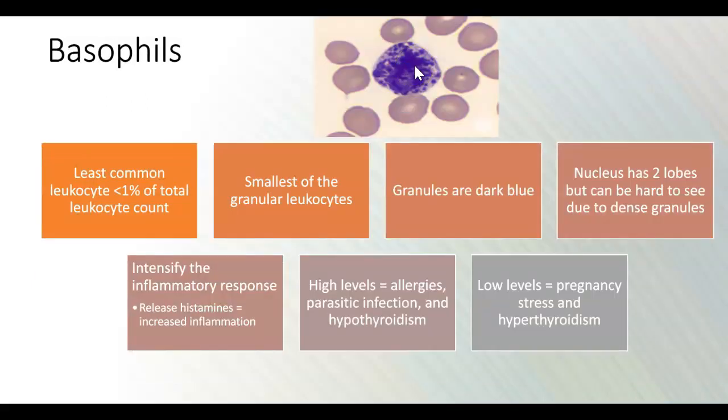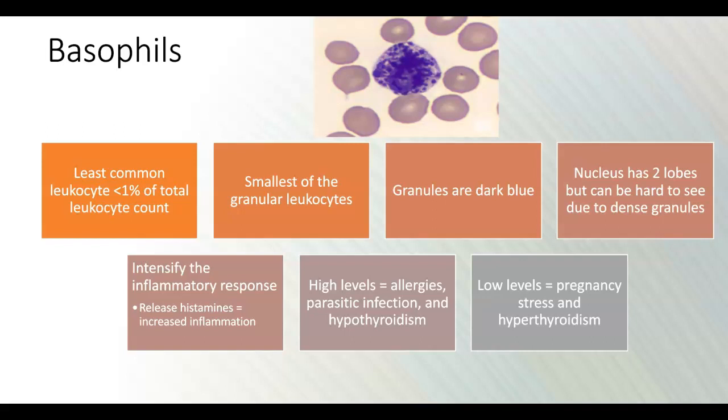Basophils are the least common of the leukocytes, less than 1% of a total leukocyte count. They're the smallest of the granular leukocytes. Granules are really, really dark blue. And the nucleus has 2 lobes, but they're really hard to see because the granules stain so dark that the nucleus kind of just blends in. So you're going to get a really dark center.